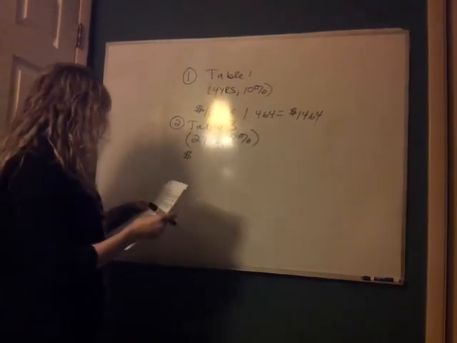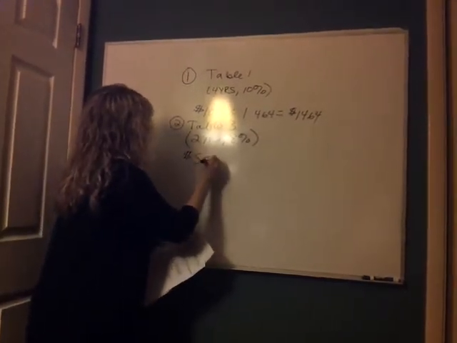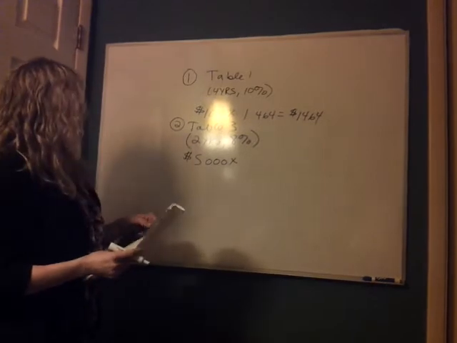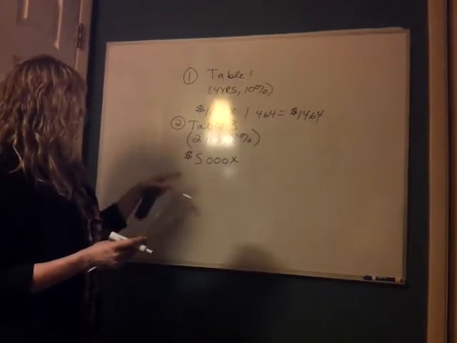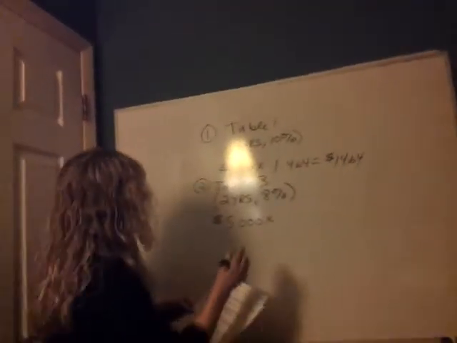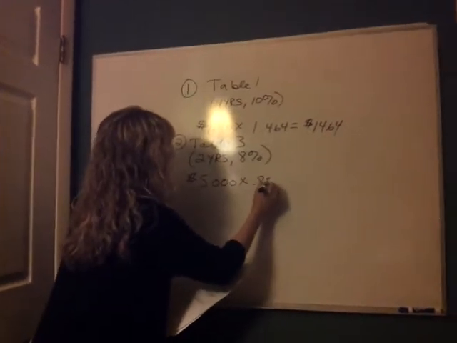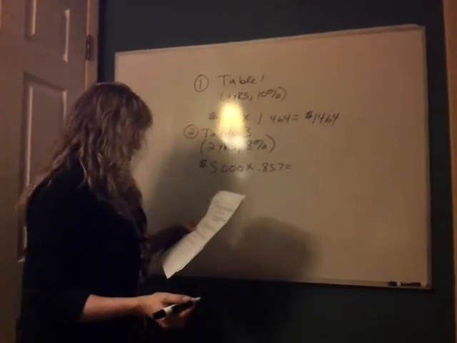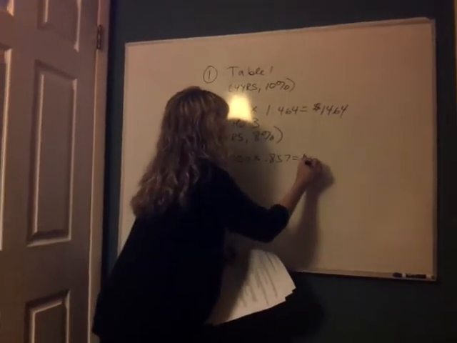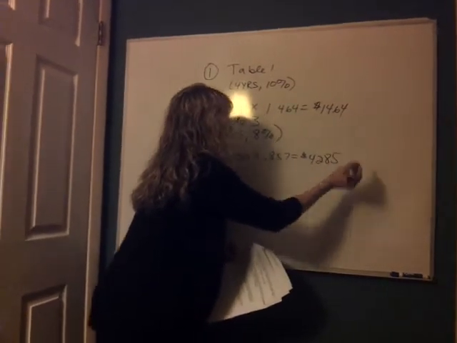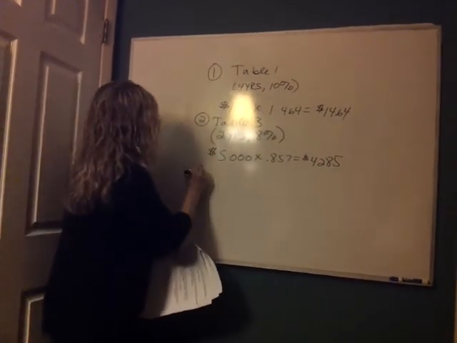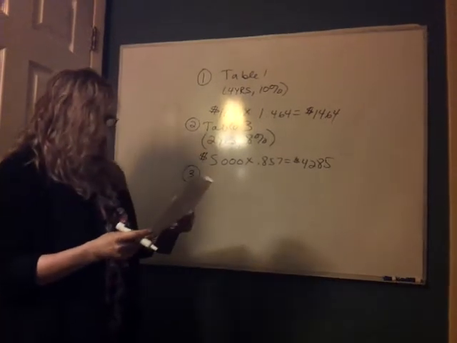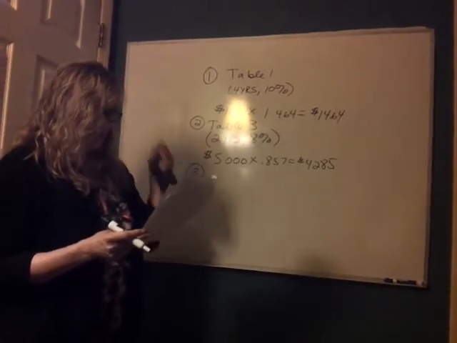So now if we take 5,000 multiplied by the discount rate, if you look at table 3 at 2 years, 8%, you'll get a discount rate of 0.857. You will end up with $4,285.